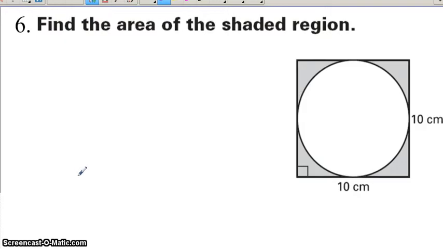Let's look at our last one. Go ahead and try this on your own. Hopefully you take a look, and the larger shape, I see my corner's 90, so I know it's a square given that each side's 10 and the corner's 90.